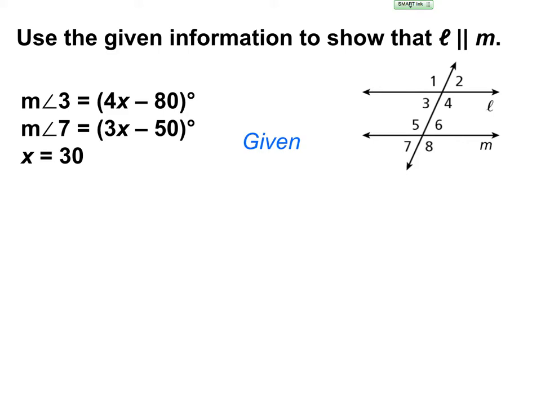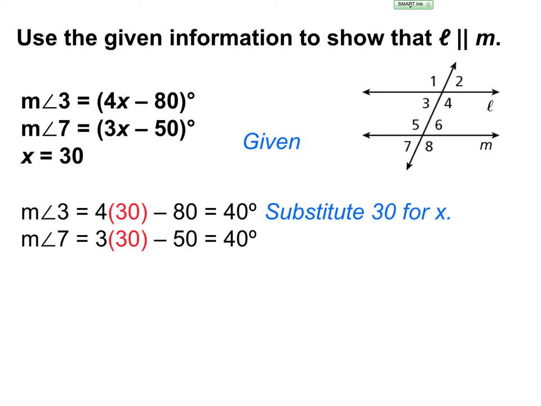Do we know how big angle 3 is? Kind of. It says x is 30. Why don't we put 30 in there for x and see what happens? What's it called when you put the 30 in? Substitution. So I'm going to do substitution property. Let's substitute into the measure of angle 3 and the measure of angle 7.